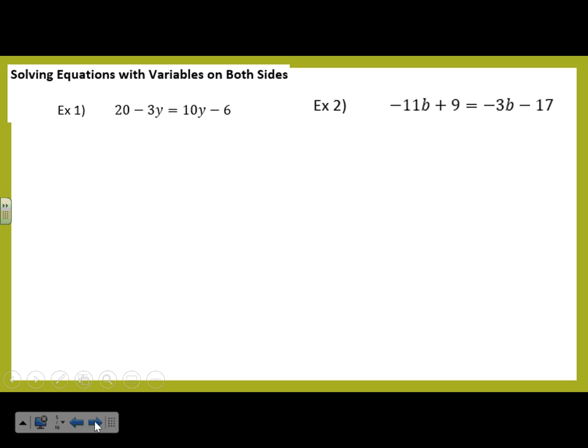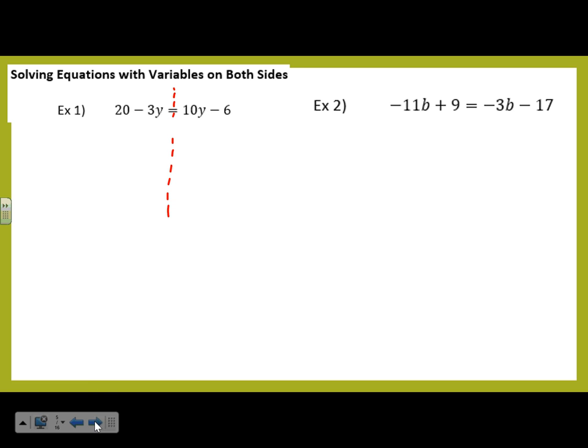So this one, you just have equations with variables on both sides. With this problem right now, there's 4 different things you could do. You could subtract 20 from each side, and you get the right answer. You could add 3y to both sides, and you get the right answer. You could subtract 10y from both sides, and you get the right answer. Or you could add 6 to both sides, and you get the right answer. So there's 4 different things you can do to get the right answer. Whatever you want to do, you can do.